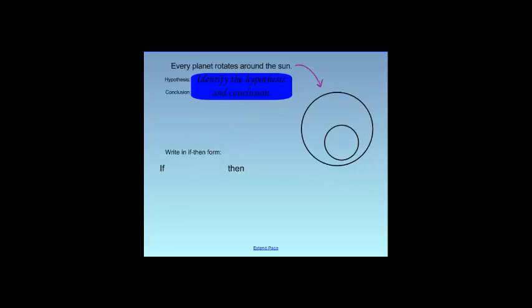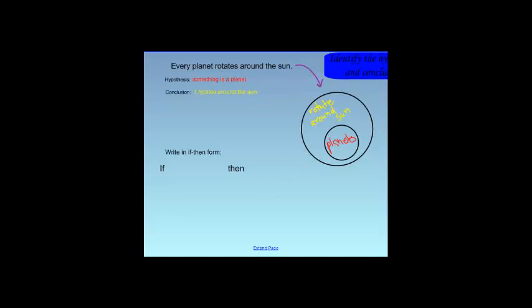Let's try this example. Every planet rotates around the sun. Can that be written in if-then form? Of course it can. What is the condition? What is the hypothesis in this case? Is it being a planet or is it rotating around the sun? Every planet rotates around the sun can be broken down this way, with the hypothesis being that I have a planet that I'm looking at. And then if it is a planet, then it automatically will rotate around the sun. So the condition is being a planet, and then it would make sense to conclude that it would then rotate around the sun. So in if-then form, we have if something is a planet, then it rotates around the sun.